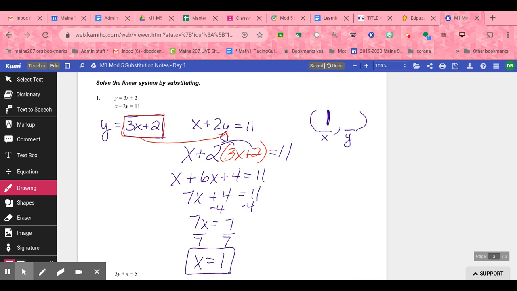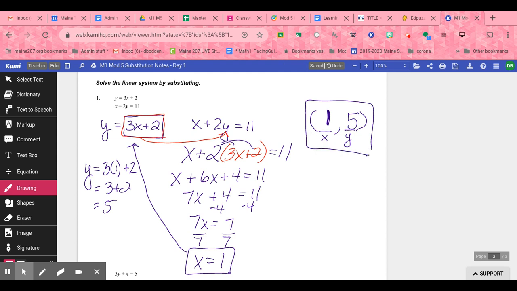Now for my fourth step, I've got to take this x value, come back over to the original, and substitute that in for x. So 3 times 1 plus 2. I get a y value of 5. And that is going to complete my ordered pair.